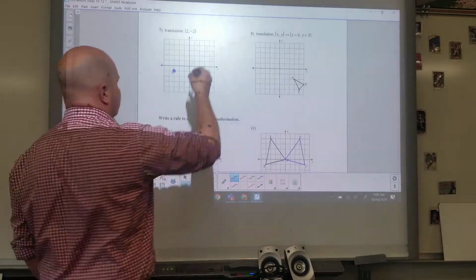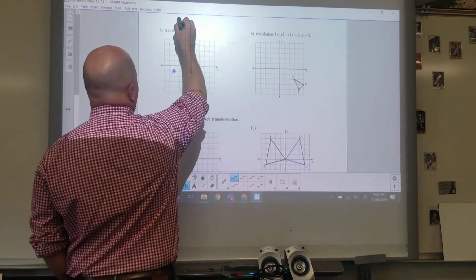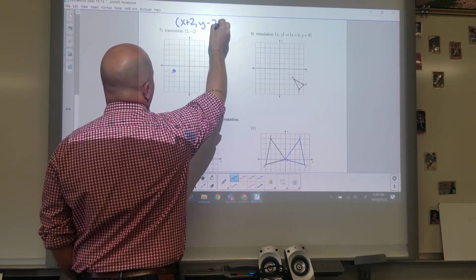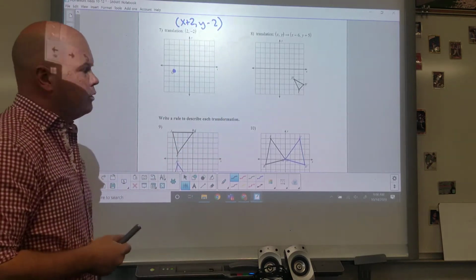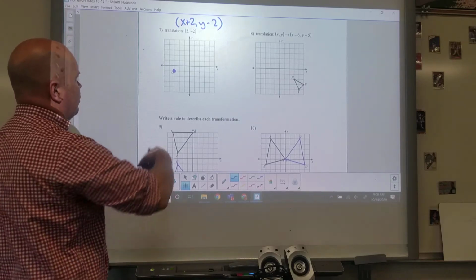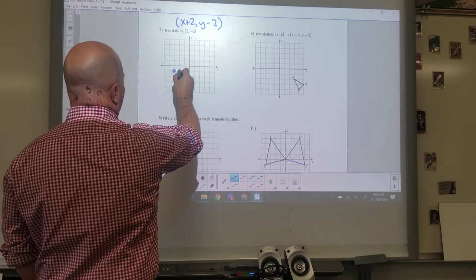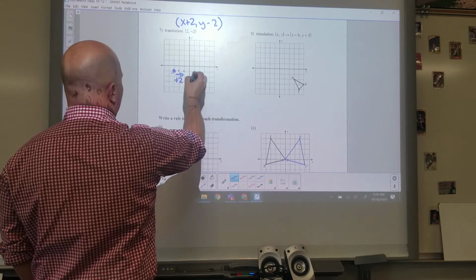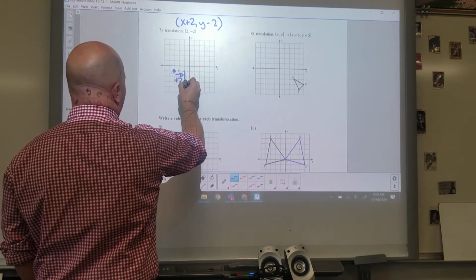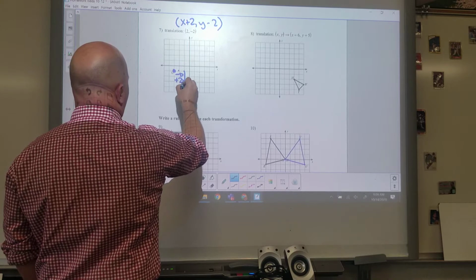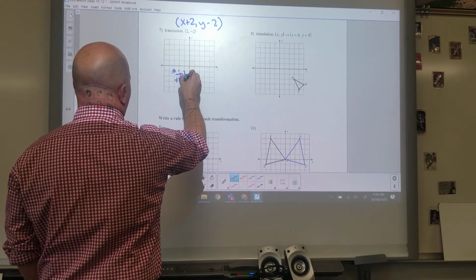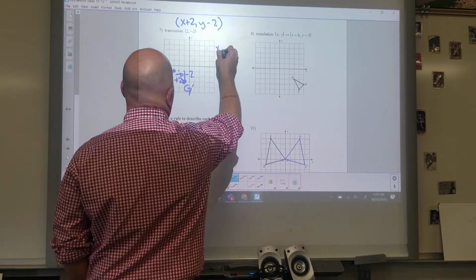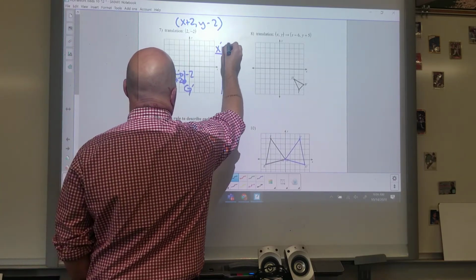If it's saying a translation, you can also read that like this: x plus 2, y minus 2. Just take what it gives you there and know that it goes with that. So that's telling me to move 2 to the right, there's my x plus 2, and then 2 units down. So right here would be my G prime. That's my minus 2.